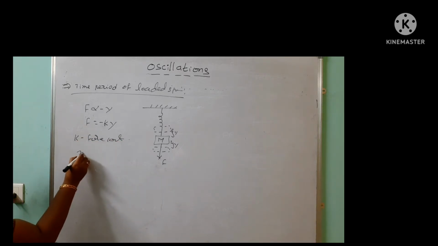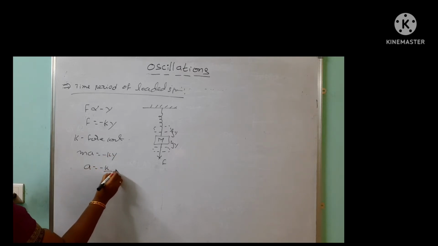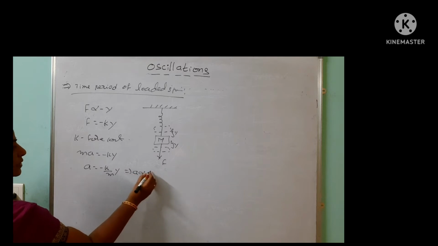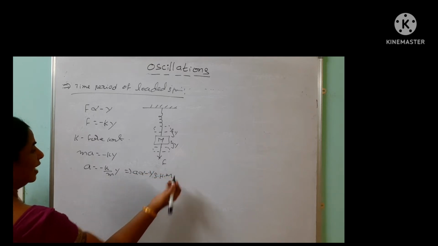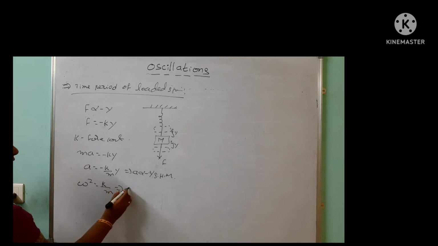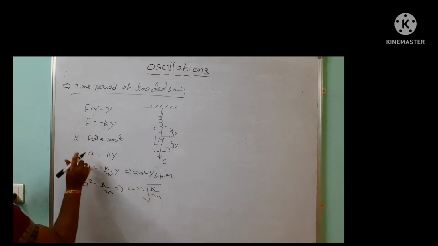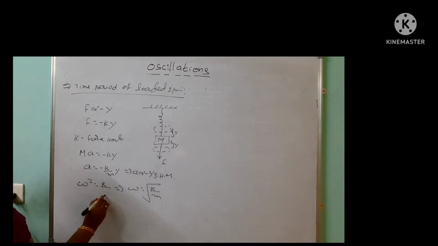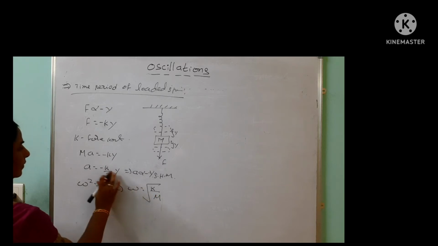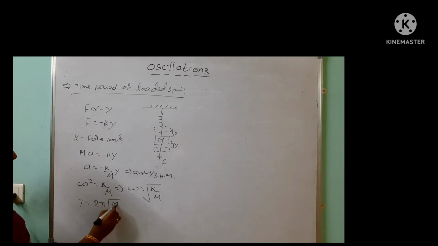You know that from this ma equals minus ky. So a equals minus k by m into y, means a is directly proportional to minus y, which represents simple harmonic motion. When you are comparing, omega square equals what you are getting? k by m only. Then omega equals under root k by m. If you want to take capital M also, you can take it here. Now, how to find the time period and frequency? T equals 2 pi by omega, which reverses, so we are getting m by k.